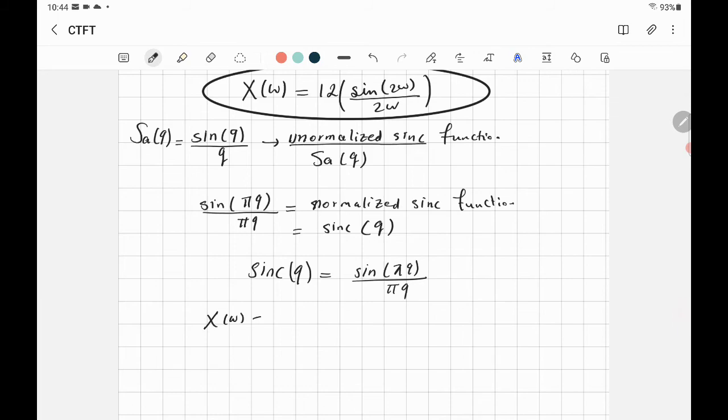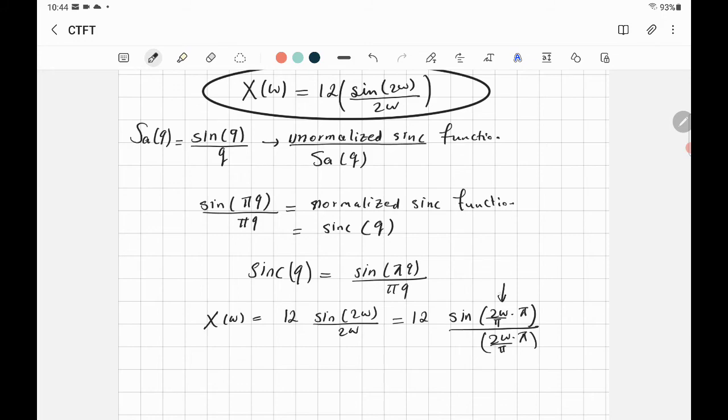X of omega is equal to 12 sine 2 omega over 2 omega. I want to make it a sinc, but as you know, sinc has pi. So we'll do a little trick. I will say 2 omega, and I want to have pi, because this is the original. If I multiply by pi, I divide by pi. The same thing we do in the bottom: we have 2 omega, multiplied by pi over pi. So the top is like the bottom, but it has the pi to be normalized.